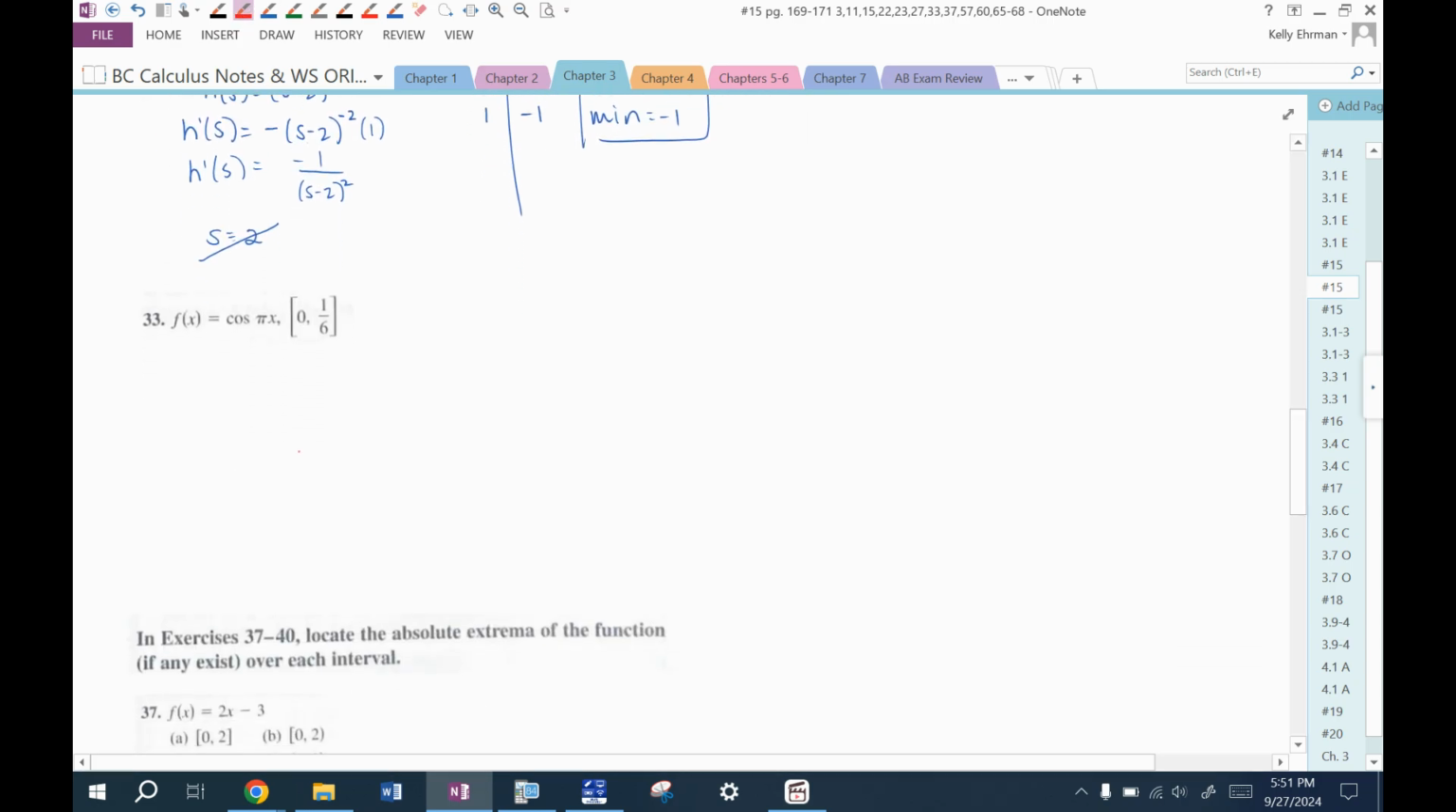All right, let's round this section out with some trig. So let's find f prime. Remember, you have a cosine function, and then you also have to take the derivative of pi x. So the derivative of cosine is negative sine of pi x, and then we have to multiply that by the derivative of pi x, which is pi. And we'll clean that up.